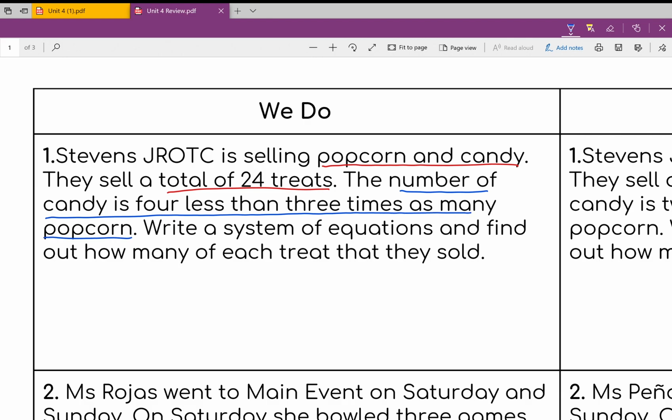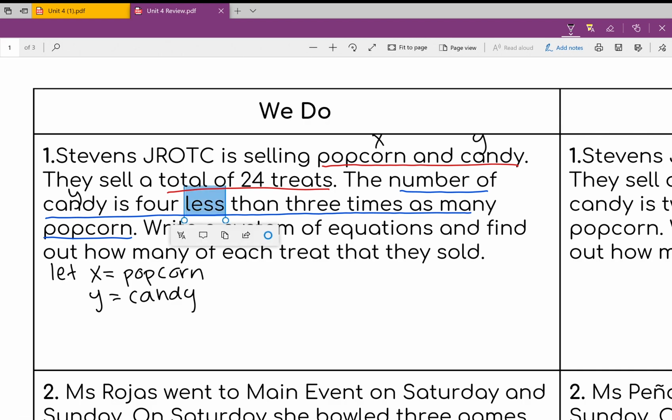So before we can write this into equations, we need to define our variables. I'm going to let x equal popcorn because that's the first thing we're talking about, and y equal candy. So anywhere we see popcorn and candy, we're going to write x and y. Right here, x. Okay, so from here we can start writing our equations.